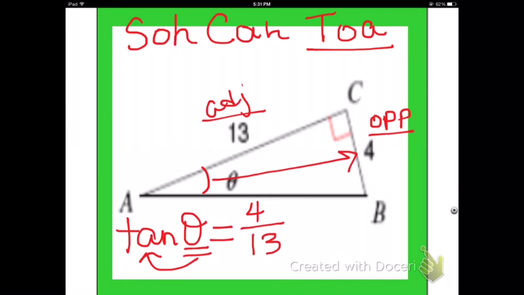And how do I undo a trig function? I press Shift, tangent, fraction bar, 4 over 13, close my parentheses, and it tells me that theta is approximately 17 degrees. The only difference in these and the ones we've been doing is that we have to press Shift because we're looking for the angle.